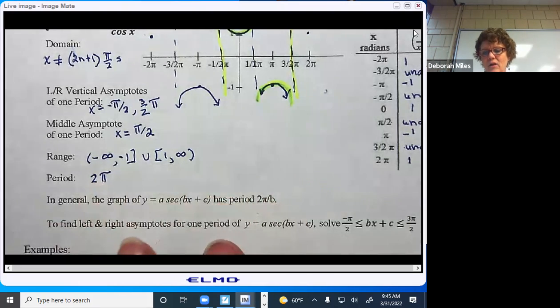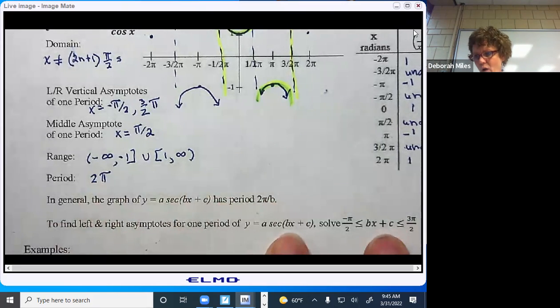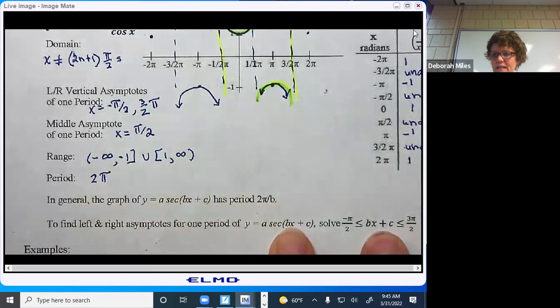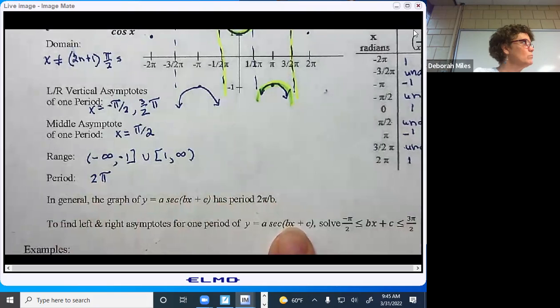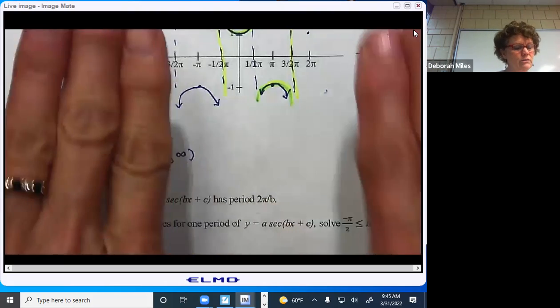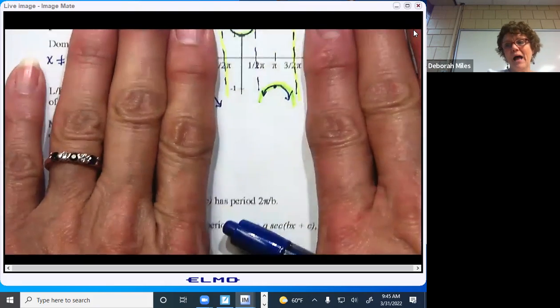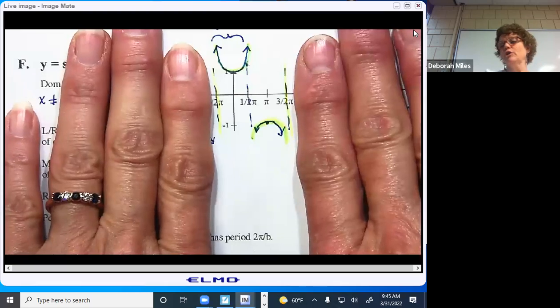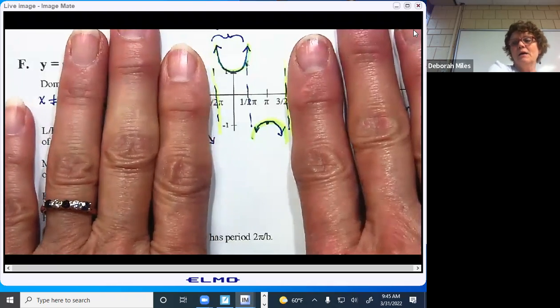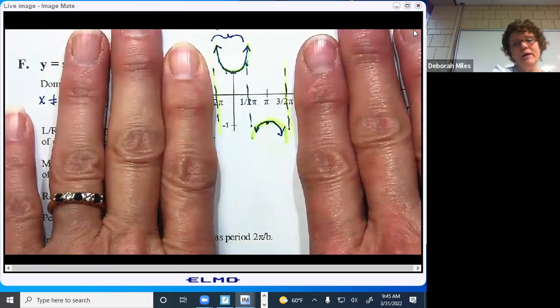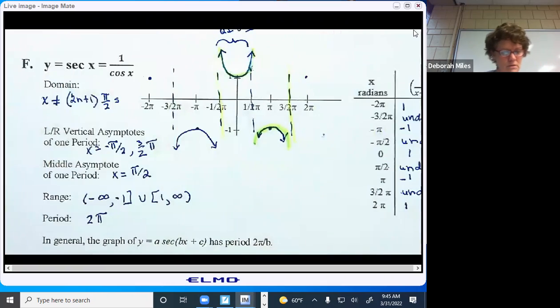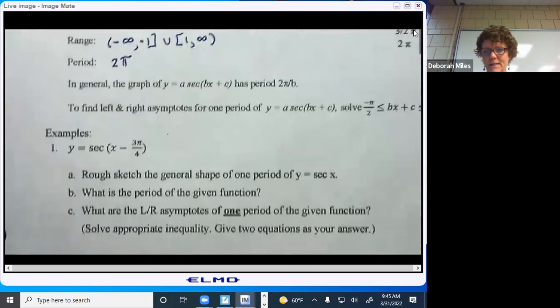And to find the left and right asymptotes for one period, you understand why we set that bx plus c between -pi/2 and 3/2 pi? That's just the period of 2 pi that we chose. We could have chosen any 2 pi, but we chose this to get 1 complete up before 1 complete down. All right, let's do it.